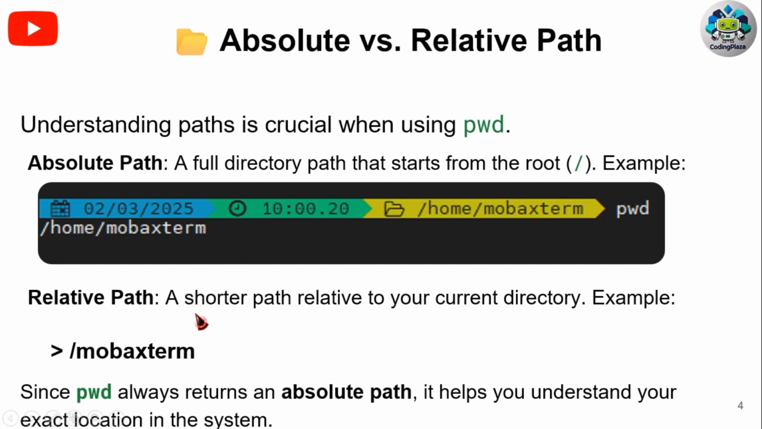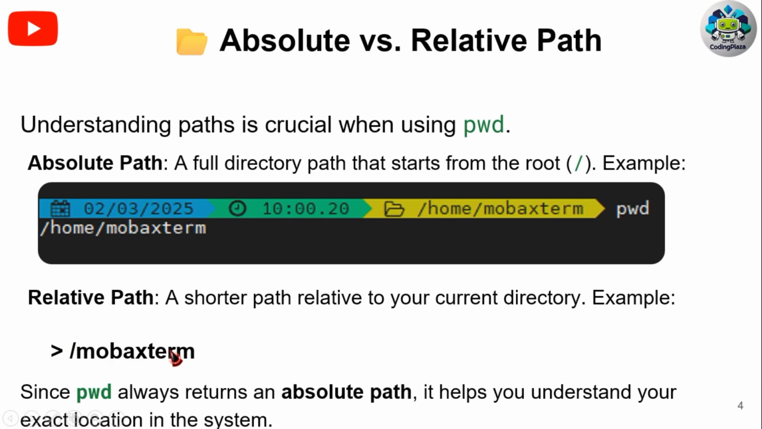Coming to the relative path, it is a shorter path relative to your current directory. Where you are, like if I move to desktop, then desktop is my relative path. When you are checking in desktop, only desktop will be shown. That is called a relative path. And absolute path means when you are moving through different inner folders in any of the drives in Windows. That's called an absolute path. That is the real time example I can show you.